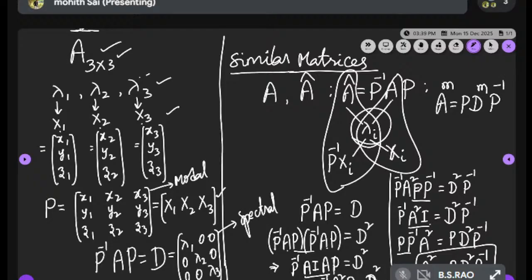The power of the matrix can be obtained by the model matrix and spectral matrix. No doubt. Quick. Where D power m, with D being lambda 1, 0, 0, is: lambda 1 power m, 0, 0; 0, lambda 2 power m, 0; 0, 0, lambda 3 power m.